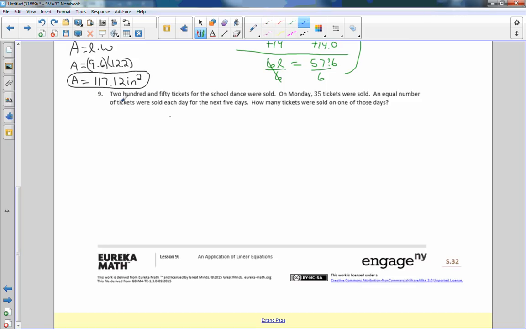Number 9. 250 tickets for the school dance were sold. On Monday, 35 tickets were sold. An equal number of tickets were sold each day for the next 5 days. How many tickets were sold on those days?